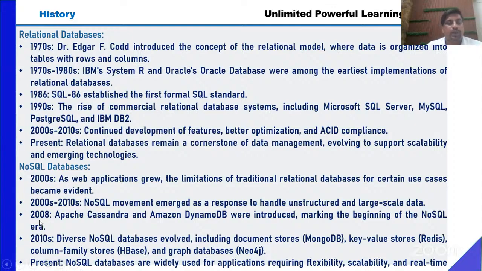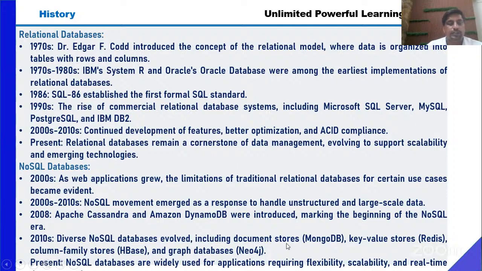In 2008, to manage this, there was Apache Cassandra; some people may work on Cassandra. In Amazon's cloud, they introduced DynamoDB as the beginning of the NoSQL era, and like this it started evolving. In 2010, you can notice MongoDB, which stores data in the form of documents. Redis stores data in the form of key-value. Column family stores, prominently HBase, give columns. Graph databases establish relationships from one object to another object. We call it a graph database. Neo4j is one among them.